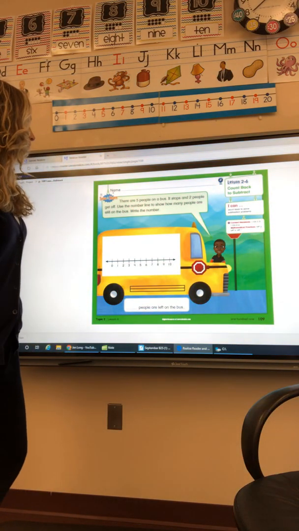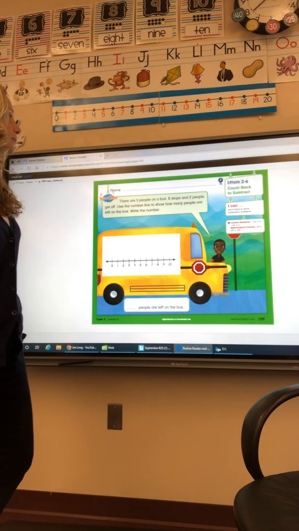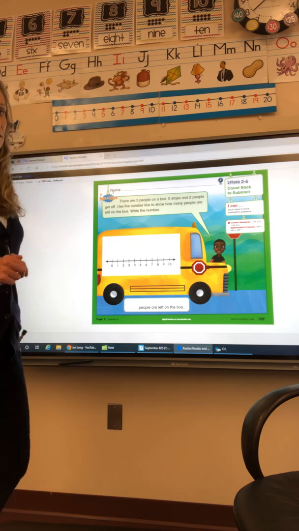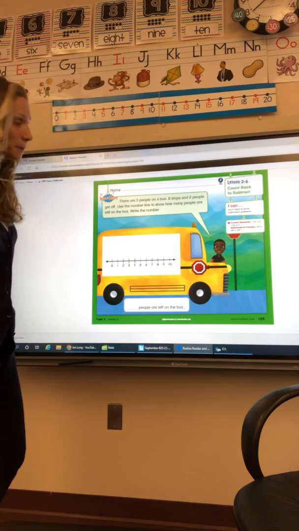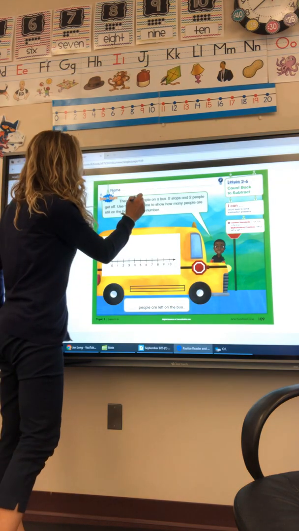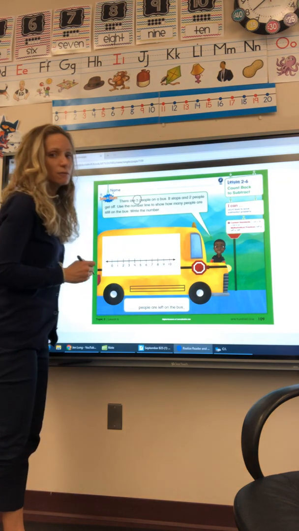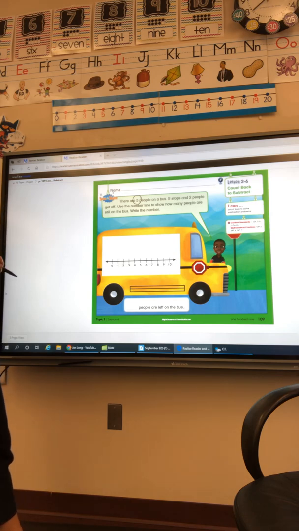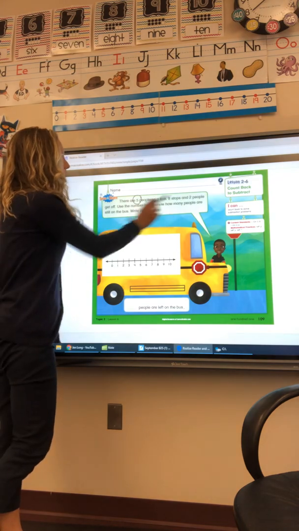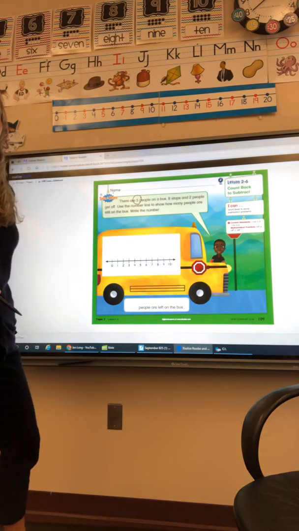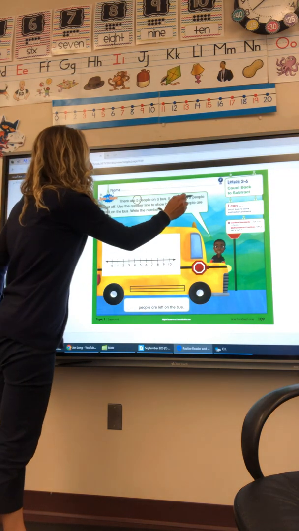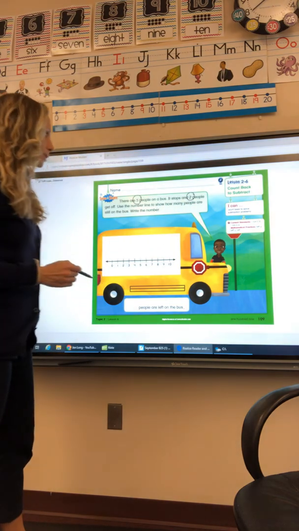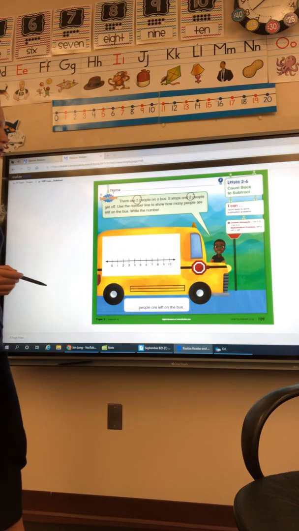So my story at the top says there are 5 people on a bus. It doesn't matter if they're in a bus, in an airplane, doesn't matter. The only thing that matters is that there are 5 people. I'm going to circle the number 5 in my sentence. The bus stops and 2 people get off. I see the number 2. I know that's important. So please circle the number 2.